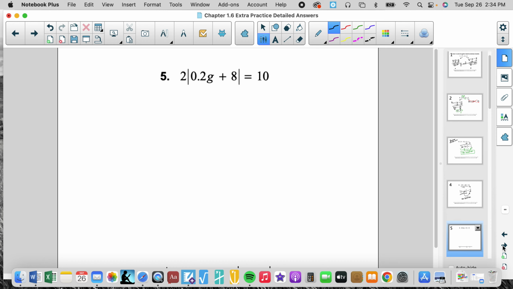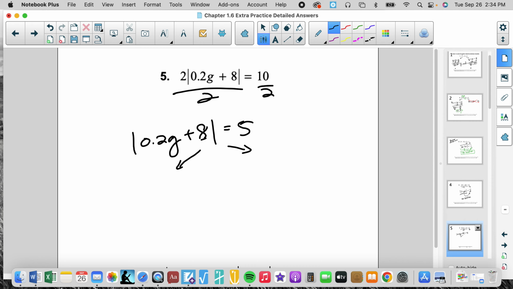All right, so 2 is multiplying it. Let's isolate it by dividing by 2. We have 0.2g plus 8 equals 5. That can happen. So since it can happen, let's write 2 situations.